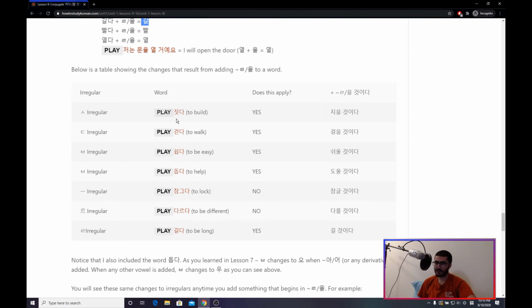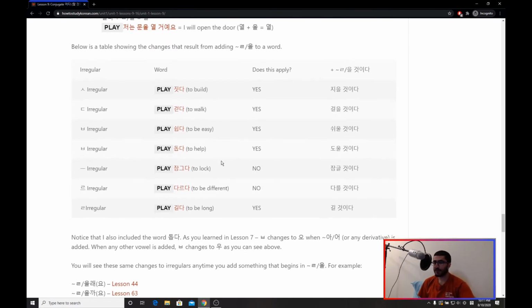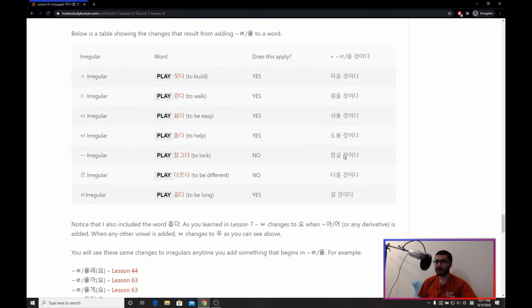짓다, you get rid of the 시읏: 지을 것이다. 걷다, you're going to switch it to the regular. Remember, 걸어요, you say 걸어요, you don't say 걷어요 for walking. So 걸을 것이다. 쉽다, you don't say 쉽을 거예요, you say 쉬울 거예요. And then 덥다, 더울 것이다. 잠그다, it just stays the same: 잠글 것이다.